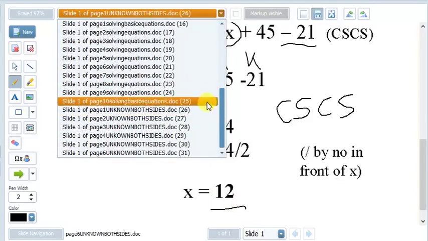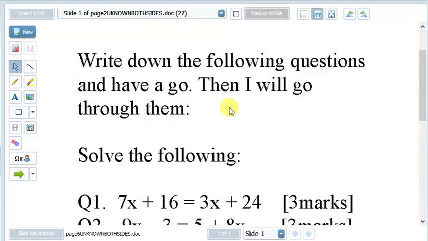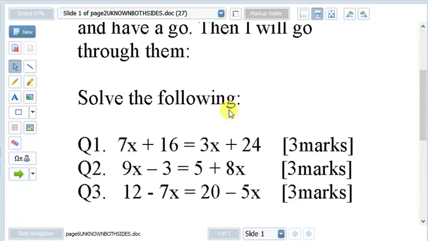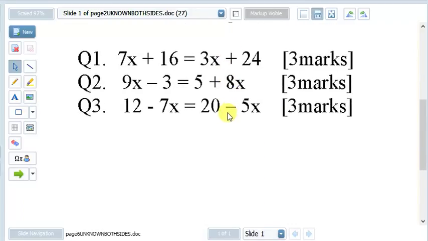Okay, so it's now your turn to have a go. So write down the following questions, pause the video and have a go at them. Okay, then I will go through them. So good luck. Remember to label your unknowns and knowns first, and then use change sign.